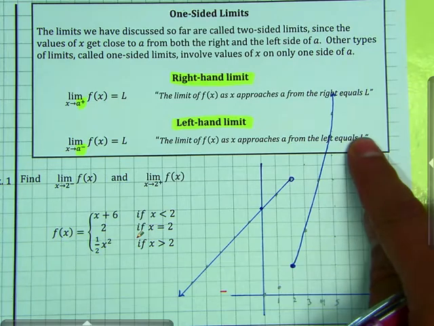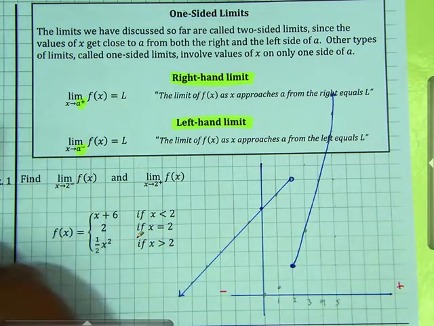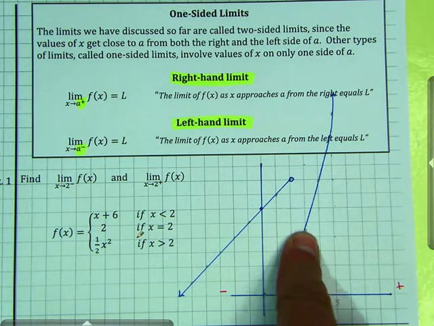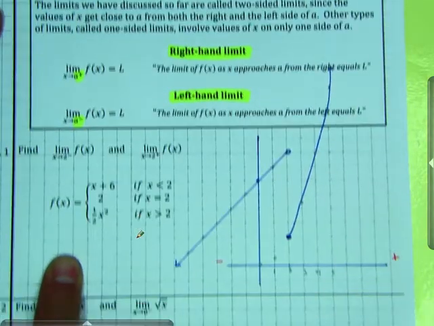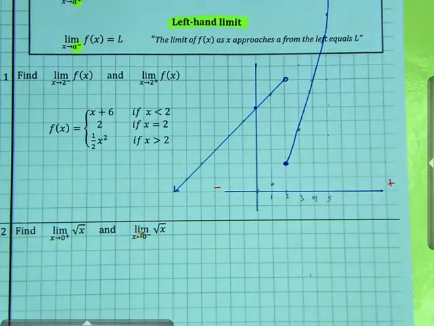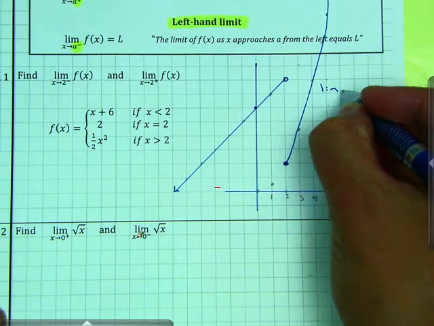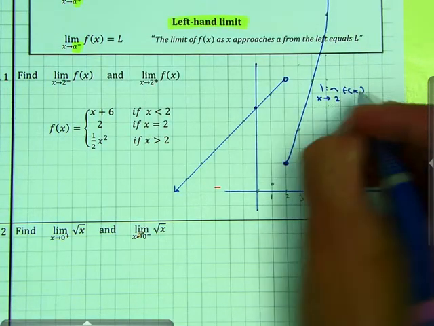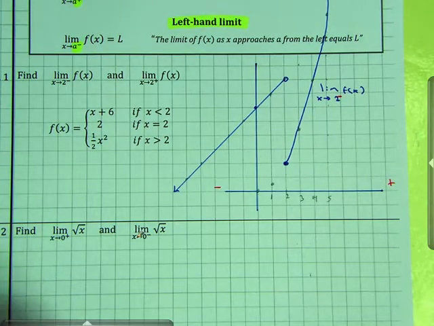Same thing for here. Now, if we actually just look at it graphically, we're going to do it two ways. We're going to do it graphically, and we're going to do it algebraically afterwards. So graphically, if we go back to Desmos, I want to find out what is the limit of f of x as x approaches 2 from the left. What does it approach?